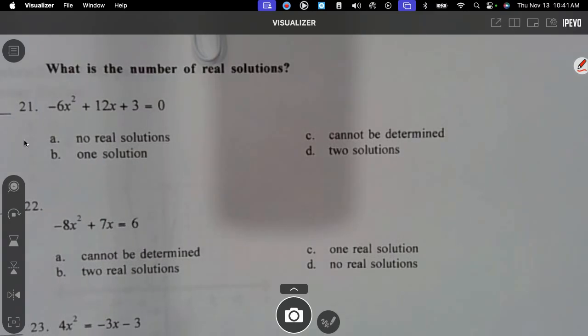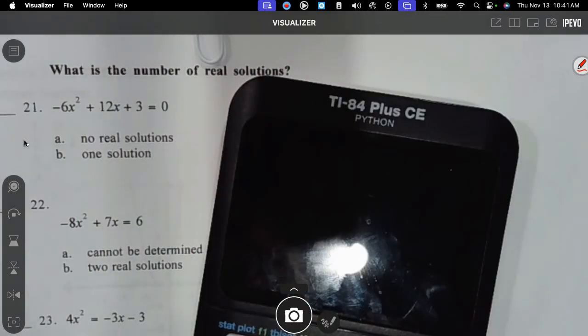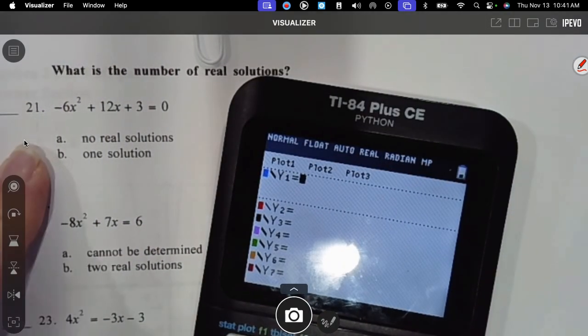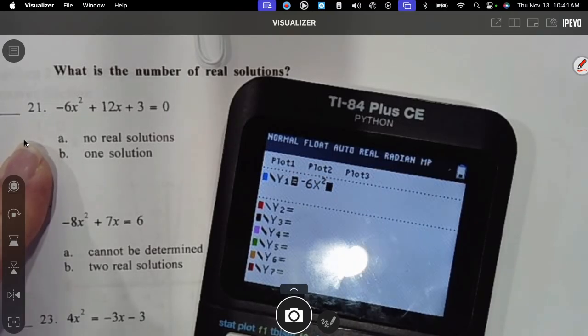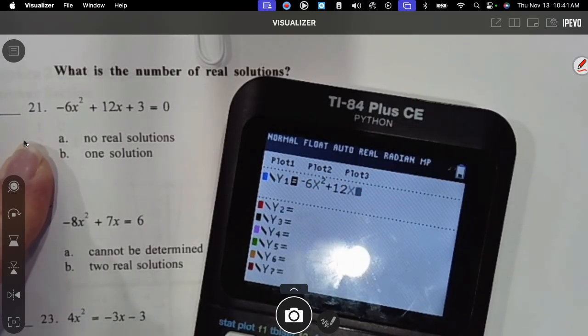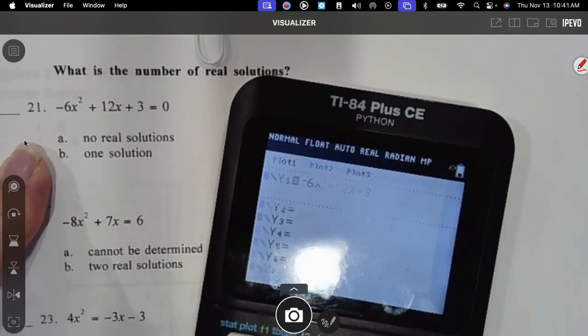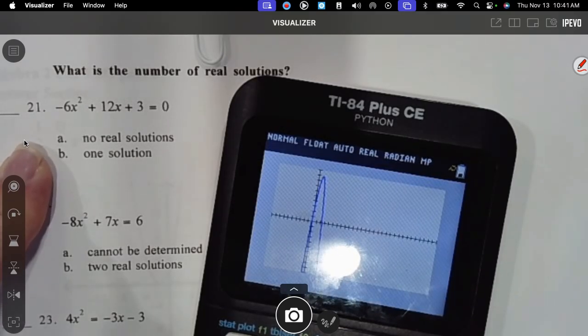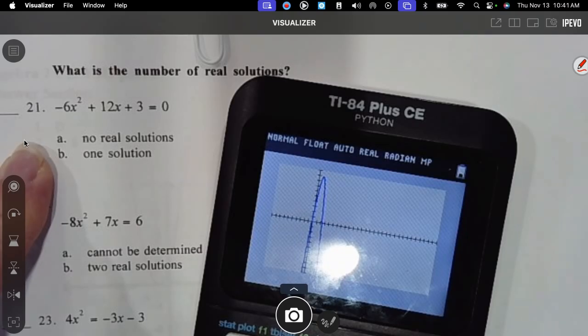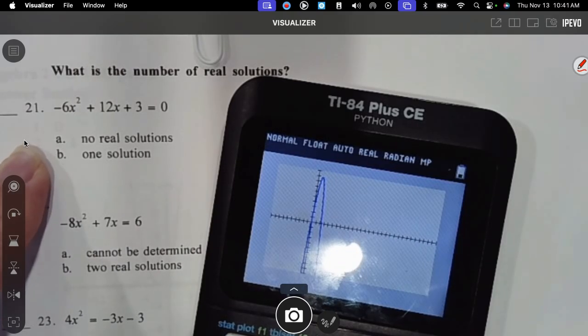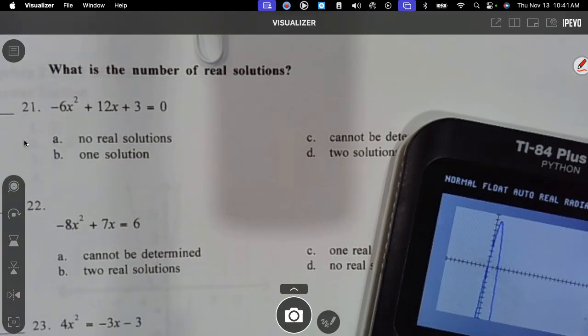21. You can graph it and look. In 23, you can graph it and look. I'll do both ways. I'll graph it really quick. It says -6x squared plus 12x plus 3. How many times does it cross the x-axis? It crosses it twice. So how many answers are there? 2.